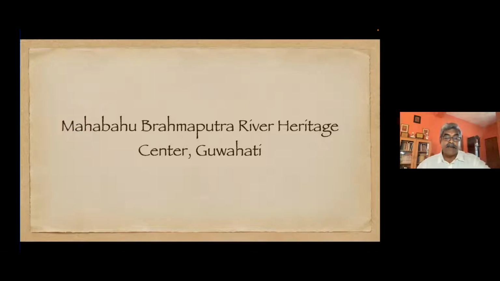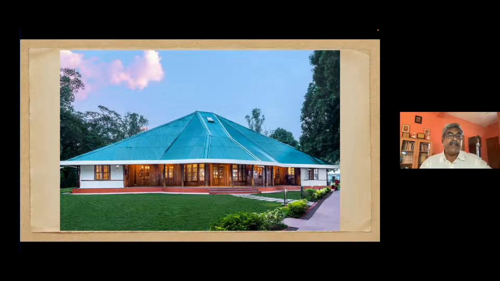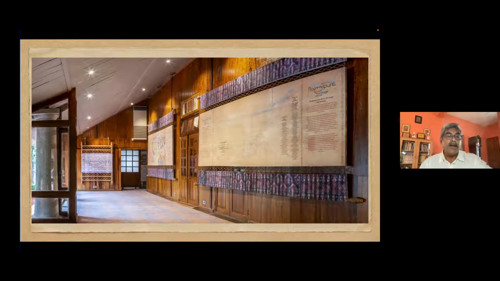It comes under the Kamrup district. And I would suggest the first place to visit in Guwahati is a newly opened Mahabahu Brahmaputra River Heritage Center. Now, this is a heritage center which has been built in a 170-year-old Deputy Commissioner's bungalow from the British period, which has been renovated to host a beautiful interactive museum where you could learn about the importance of the mighty Brahmaputra River and the people of Assam.